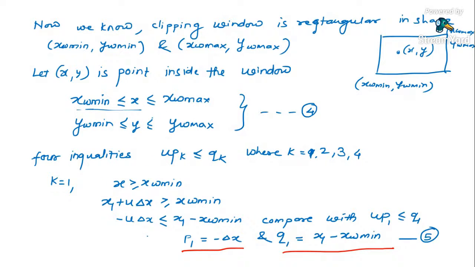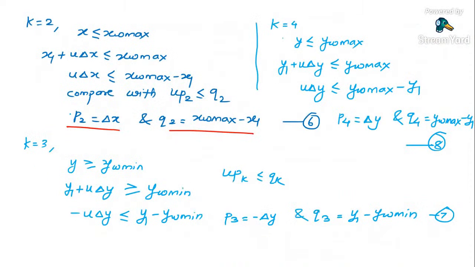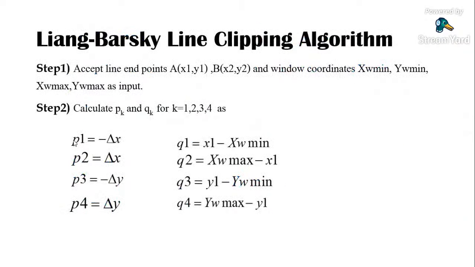Now those inequalities, meaning 4 inequalities, 1, 2, 3 and 4, are arranged in terms of u: p of k times u less than or equal to q of k, where k is equal to 1, 2, 3, 4. By putting k equal to 1, find out P1 and Q1, then put k equal to 2, find out P2 and Q2, then put k equal to 3, find out P3 and Q3, and k equal to 4, calculate P4 and Q4. Now we'll move towards the actual algorithm.